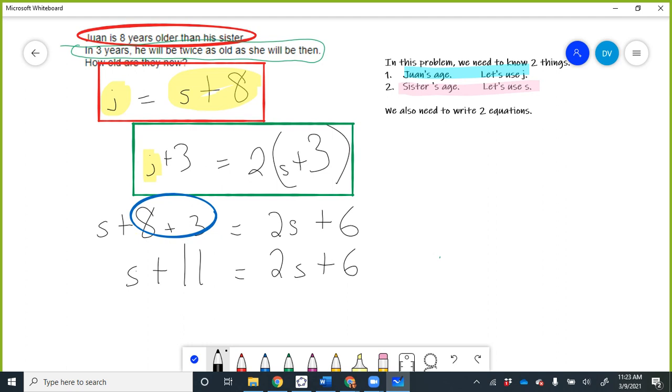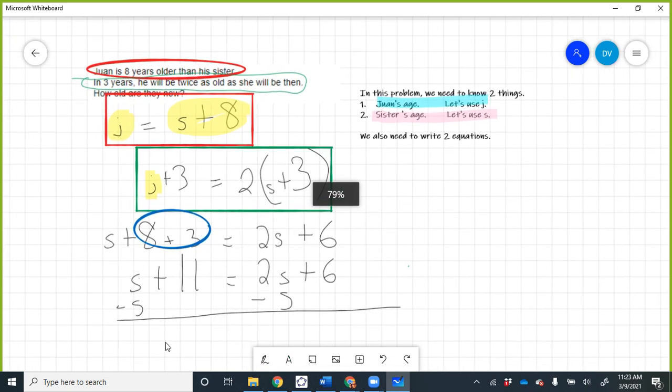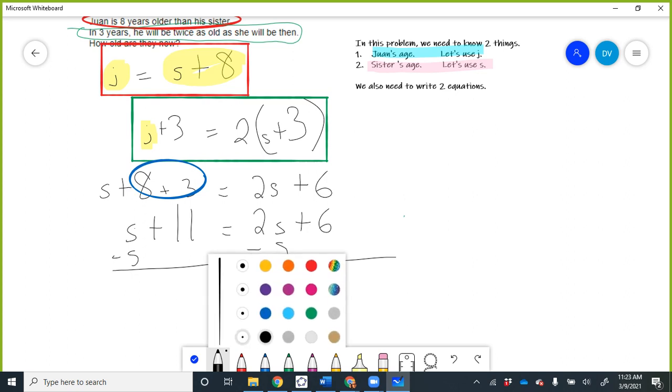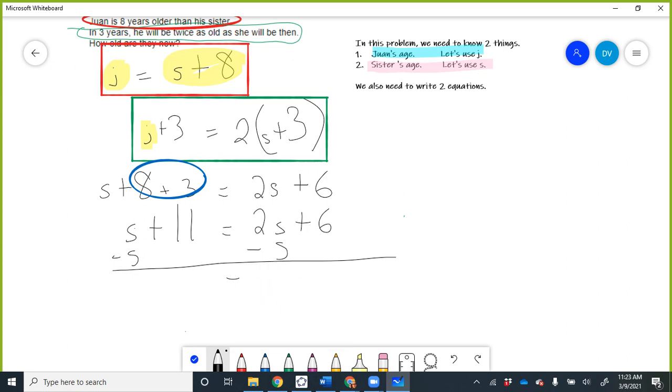Now I'm going to combine the S's. We don't want them to be on both sides, so I'm going to subtract S from this side and subtract S from that side. Of course, 2S minus 1S, I didn't write a 1 there, but it's understood to be there. 2S minus 1S will just give us S. These will simplify. We'll bring down the 6, and we'll bring down the 11.